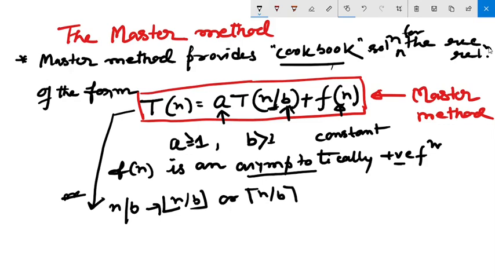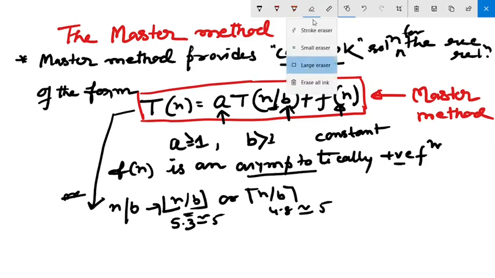Floor value and ceiling value, you know what the floor value is. If it is 5.3, the floor value will be 5. And the ceiling value, if it is 4.8, the ceiling value will be 5. So T(n) can be bounded asymptotically. Now if this is the situation, then finally you can write three steps. These 3 steps you have to remember.